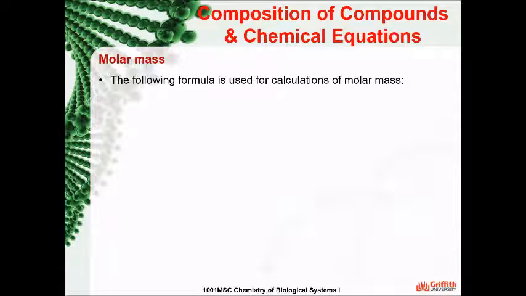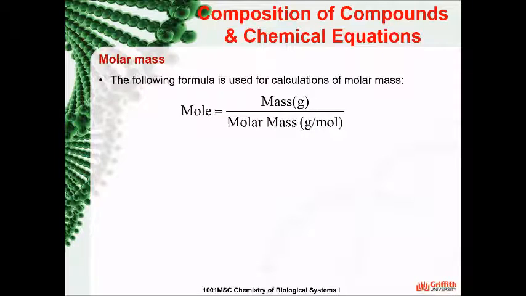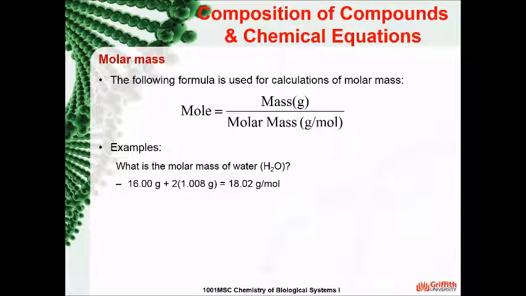To calculate the moles, we use the following formula. Moles equals mass in grams over the molar mass in grams per mole. Let's practice some examples to learn how to use this formula. What is the molar mass of water? From the periodic table, we can see that 1 mole of oxygen weighs 16 grams and hydrogens weigh 1.008 grams each. So for water, 16 grams plus 1.008 grams plus 1.008 grams equals 18.02 grams per mole.